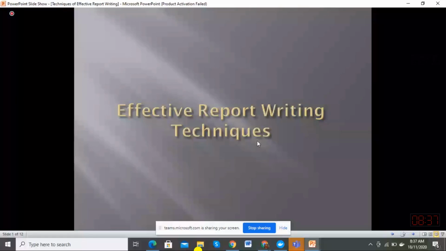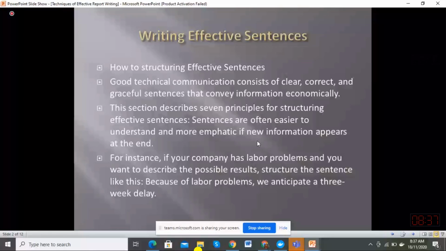So effective report writing techniques. Please read the slide. Now we are going to discuss the technique of making sentences, not parallel structure. We have already done it for section D.